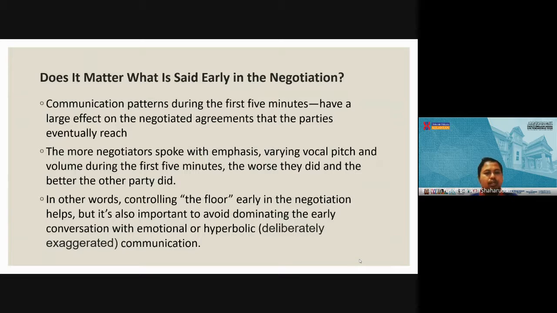But it is also important to avoid dominating the early conversation with emotional or hyperbolic communication, meaning that you are deliberately exaggerating. For the first 5 minutes, do not straight away go into promoting this, promoting that, promotion, discount, all of this, because you will cause not just confusion but also information overload to the people that you are negotiating with. Give some room for the person to understand the circumstances and the terms of the negotiation process before you use offers to attract that particular person.